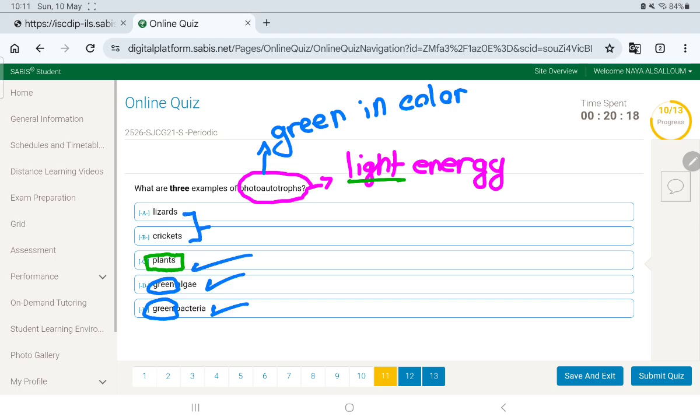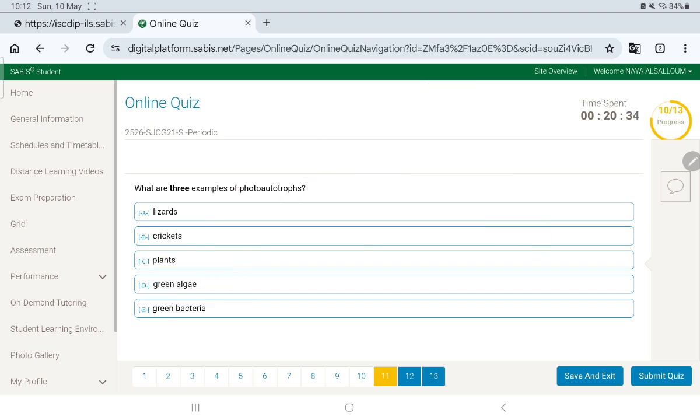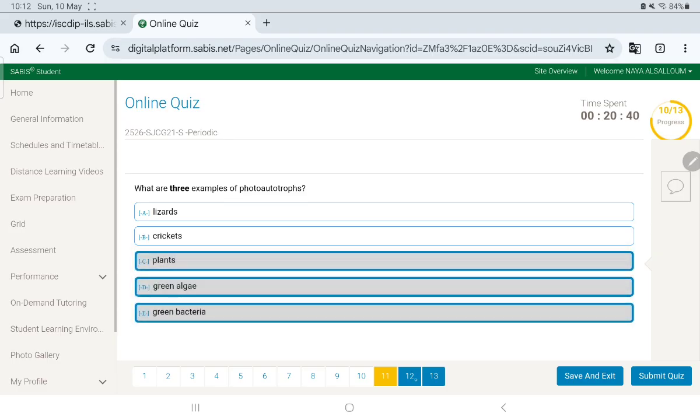Crickets and lizards, we call them heterotrophs. So in other words, they're just consumers. So they eat. But which ones are photoautotrophs? Green algae, green bacteria, and plants.